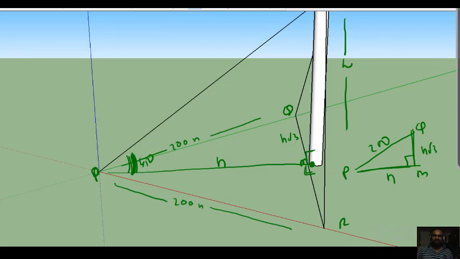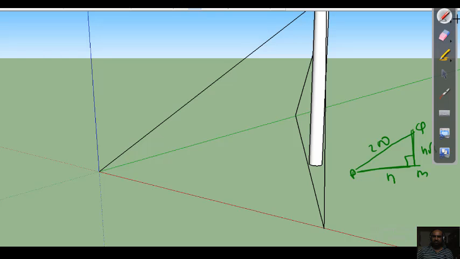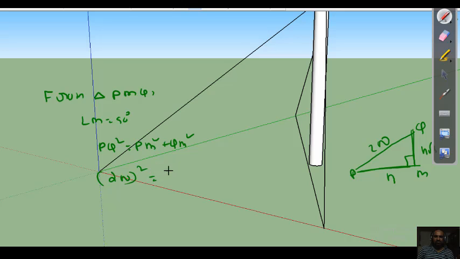I erase all these things because everything is explained now. Students, listen now. This is P. From triangle PMQ, angle M equals 90 degrees. So PQ square equals PM square plus QM square. 200 whole square equals PM square, which is H square, plus 3H square, that is 4H square. So 200 into 200 equals 4H square, so 100 into 100 equals H square. Therefore H is equal to 100 meters. Therefore the height of the tower equals 100 meters.